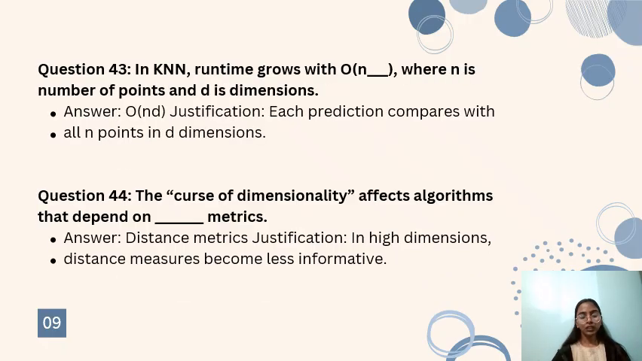Moving towards question number 43. In KNN, runtime grows with O(nd), where n is number of points and d is the dimension. Answer is O(nd). Justification: each prediction compares with all n points in d dimensions. Question number 44. The curse of dimensionality affects algorithms that depend on dash matrices. And the answer will be distance matrix. Its justification is in high dimensions, distance measures become less informative.